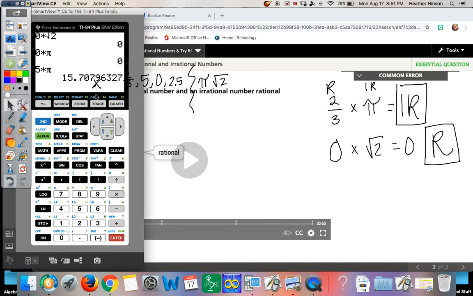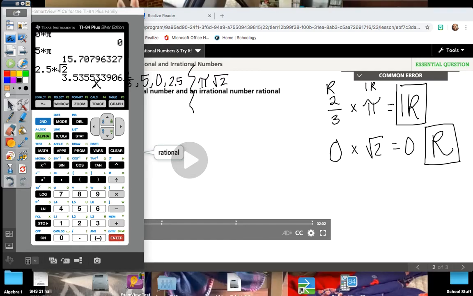That's still going to give us a weird decimal. If you want to try 2.5, and I'll go times square root of 2 on this one. That still gives us a really weird decimal. So it doesn't matter what other numbers you try, it's always going to be irrational.